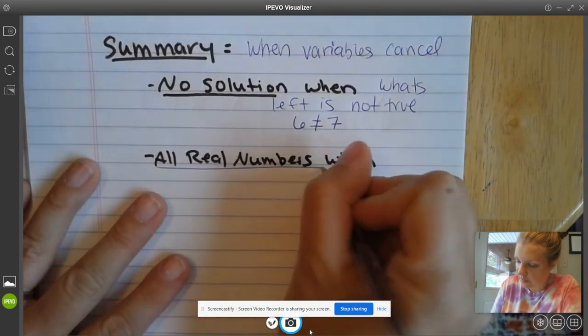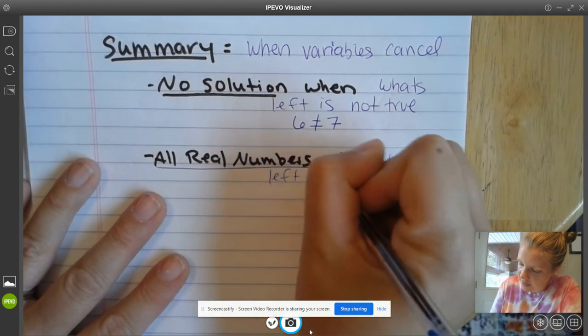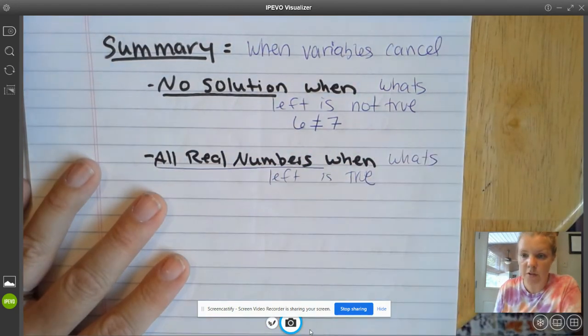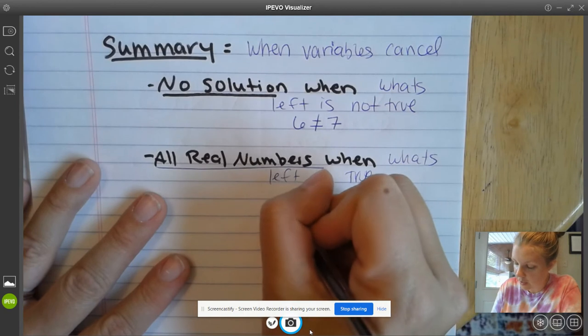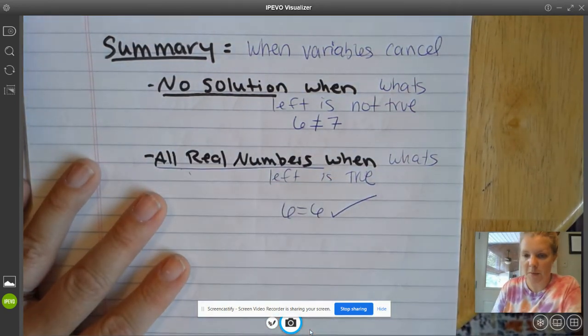The answer is all real numbers when what's left is true. If the two numbers left over after the variable cancels are equal, like 6 is equal to 6, that means that the answer would be all real numbers.